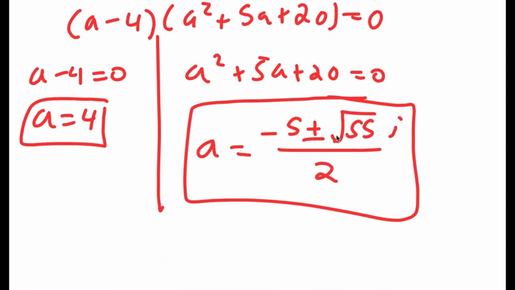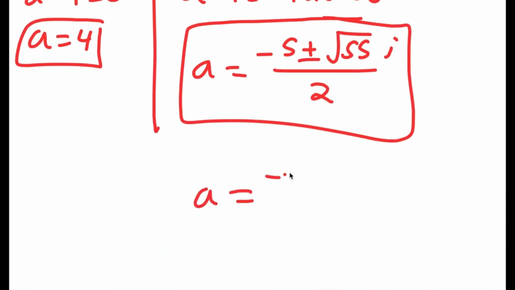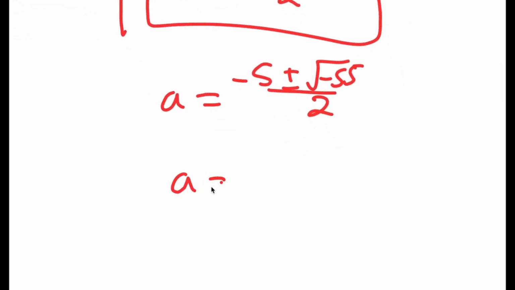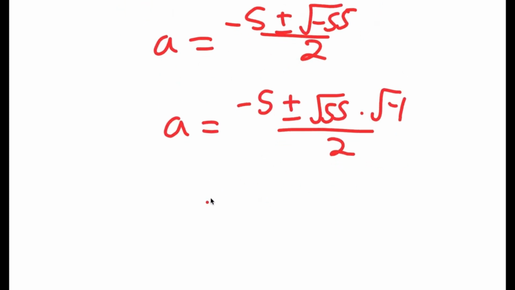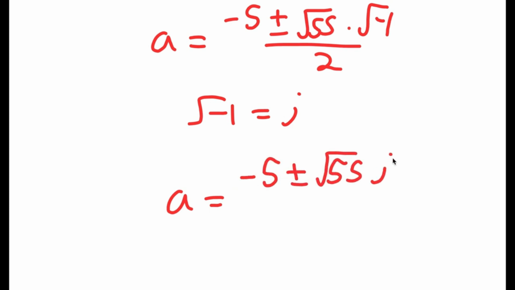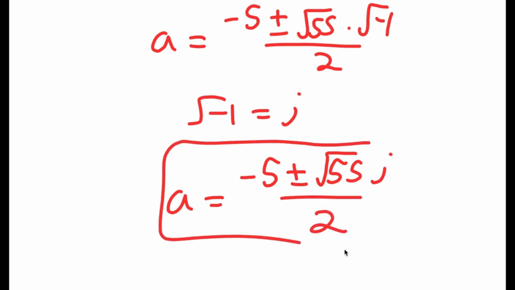And the reason, actually what you should get is a equals negative 5 plus or minus the square root of negative 55 over 2. And the square root of negative 55, I can rewrite that as the square root of 55 times the square root of negative 1. And if you guys didn't already know, the square root of negative 1 is equal to the imaginary number i. So if I replace the square root of negative 1 with i, I get a is equal to negative 5 plus or minus the square root of 55 i over 2. So that's how I got square root of 55i.